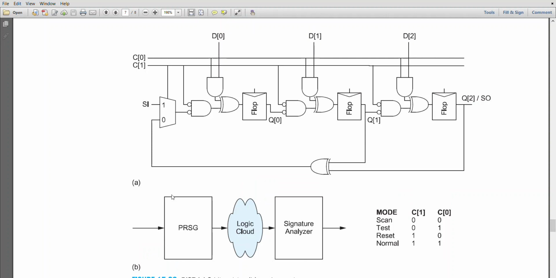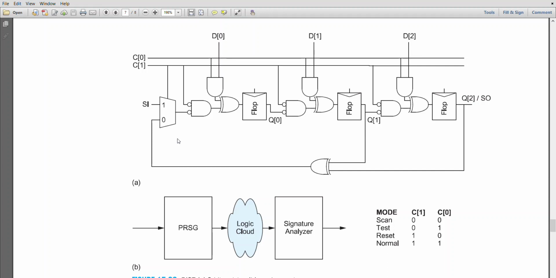So we are applying the pseudo-random sequence generator here at the input of the logic cloud that we are going to test, and then we have to analyze whatever output we are getting at this particular node. Signature analysis will be there. Signature analysis is nothing but observing the outputs to see whether we have obtained the correct result or not, I mean whether the circuit is faulty or fault free. So this is the signature analysis.